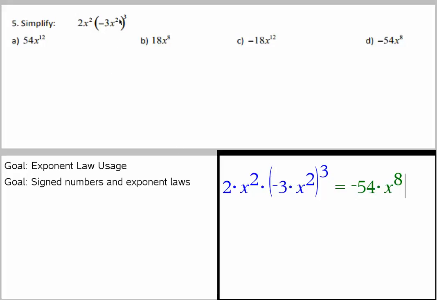If you're careful, you realize there's 3 copies of this. That's where -27 would come from. I'd have -27x to the 6th. Many people forget their exponent laws, so it might be easier to think I have 3 copies of -3x squared. That would give you 4x squareds total, and if you add the 4x squareds like exponents, you would get x to the 8th.